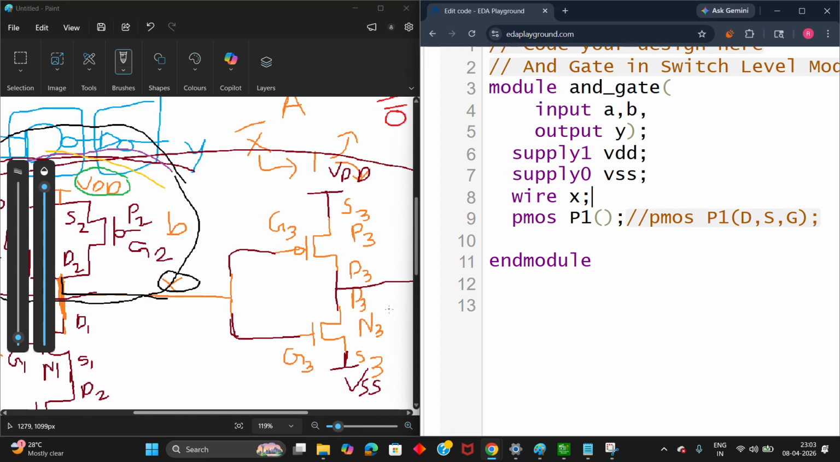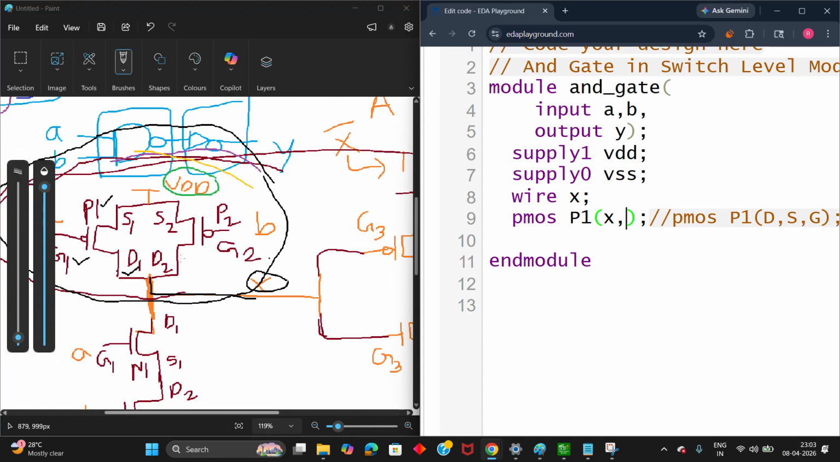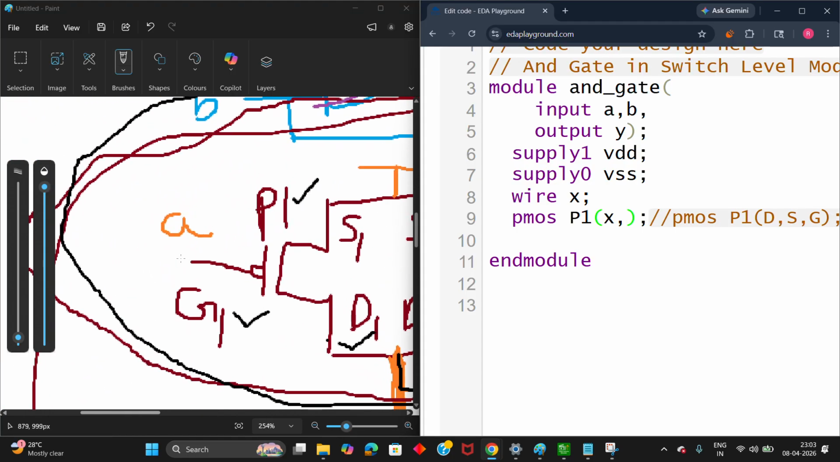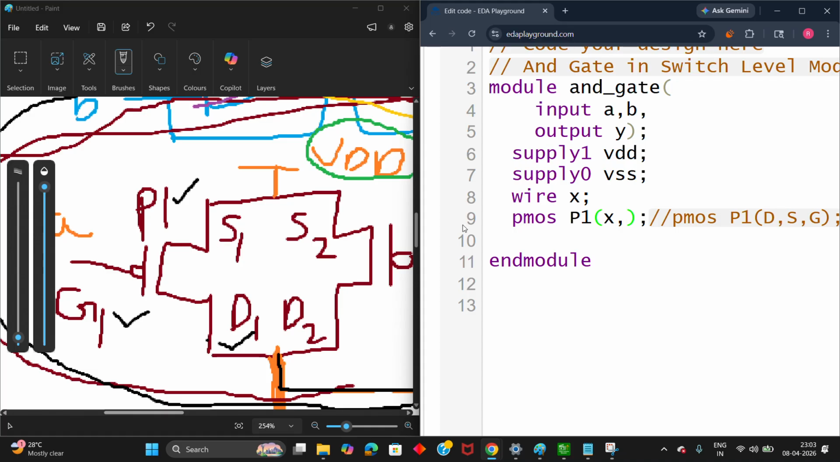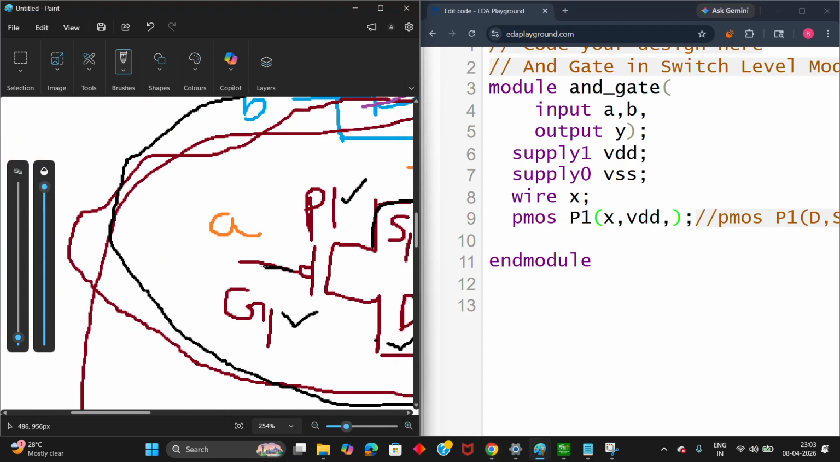Okay, and in the parenthesis you specify the X. Why are we going to specify X? Because for the drain terminal of P1, X got connected. Next, for the source terminal of P1, what got connected? Source terminal of P2, and both of them are connected to VDD, so you need to mention VDD. Okay. Similarly, for the gate terminal of P1, what got connected? One of the inputs, that is A. Like this you need to give it.